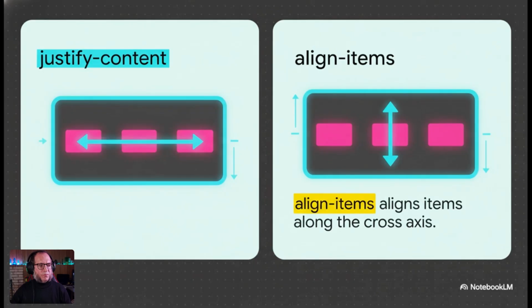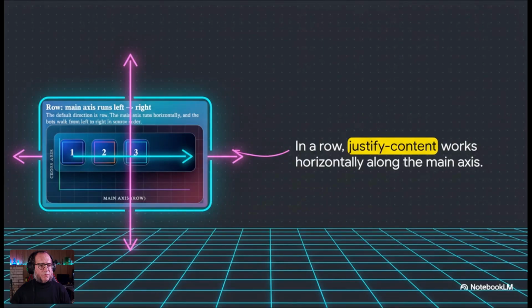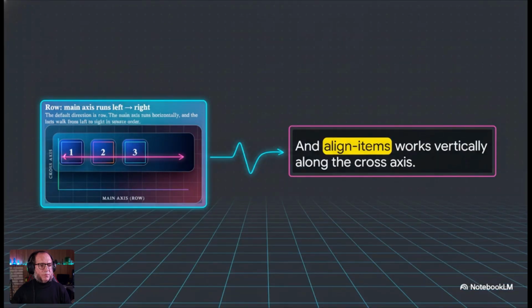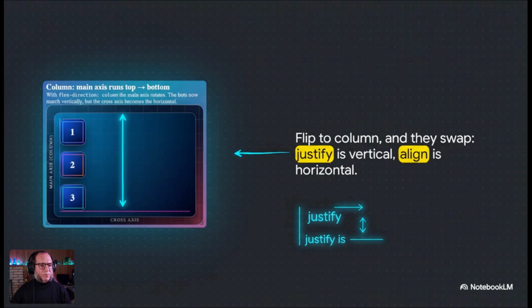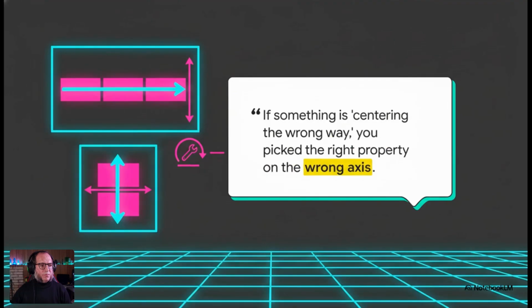All right, here's the part that gets everybody. Justify content, that's only for the main axis. So in a row layout, justify content is all about horizontal space. And align items handles the vertical stuff because it works on the cross axis. But flip to a column and the whole thing swaps. Now justify is vertical and align is horizontal. So if something's centering the wrong way, you've got the right property, just on the wrong axis.